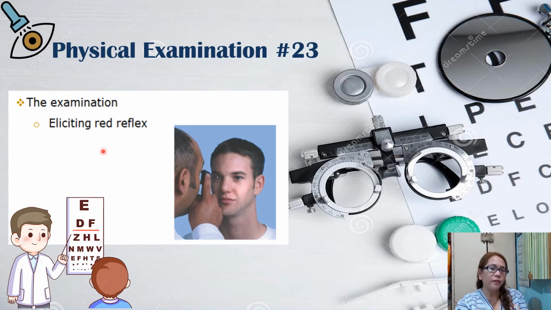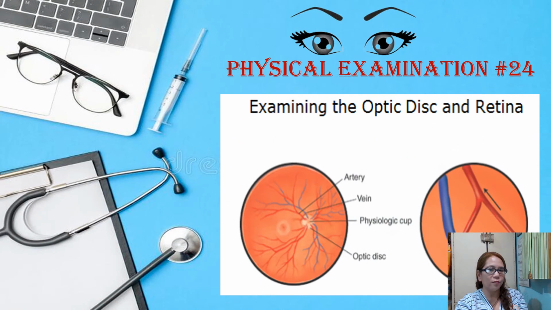So to start with the examination of the internal structure of the eyes, you can start by eliciting the red reflex. Yan, may ilaw yan, red light sa loob. Now let's proceed to examining the optic disc and the retina. You have to start with the red reflex in your ophthalmoscope that comes into view, and then look through the red reflex to visualize the arteries and the veins.